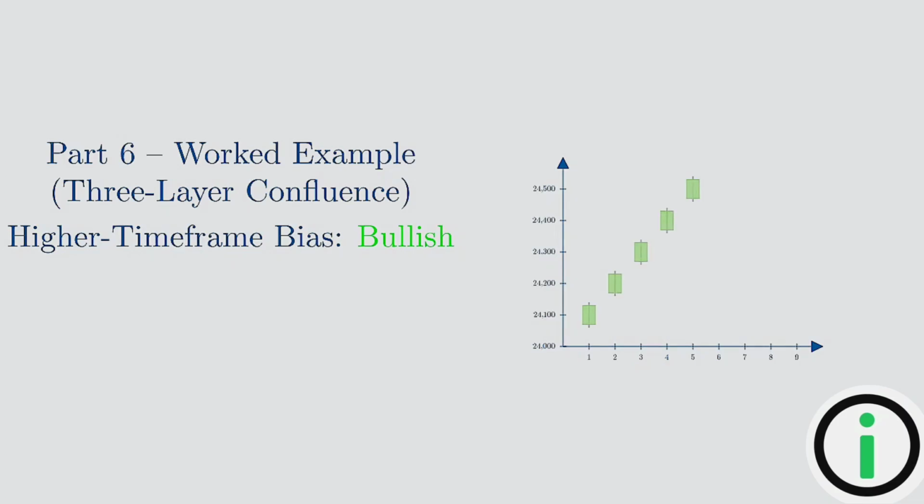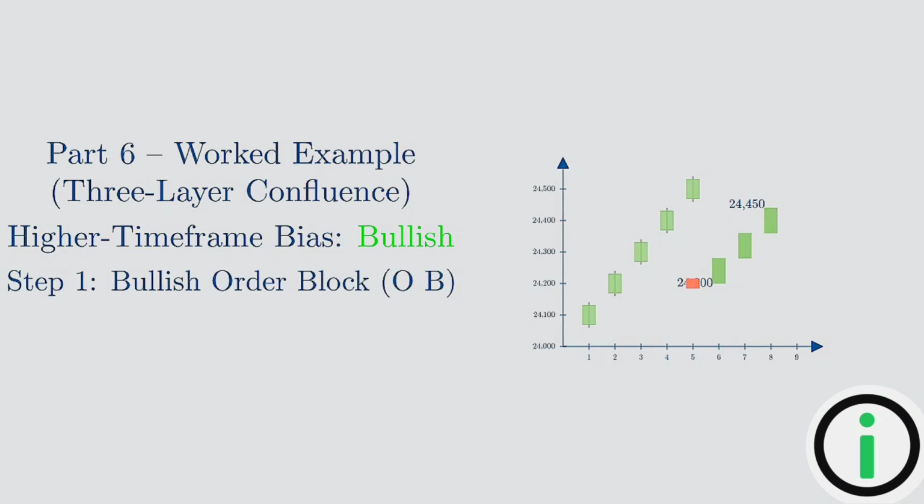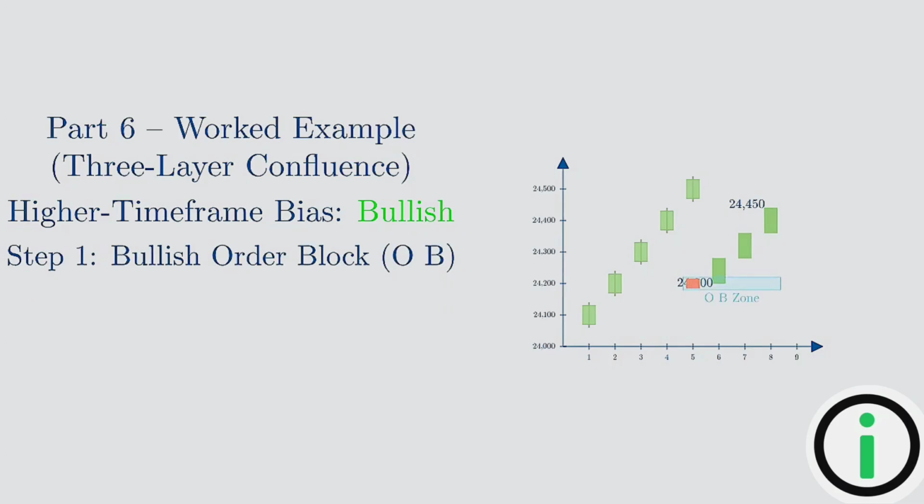On the 15-minute chart, we see Nifty rally sharply from 24,200 to 24,450 in a handful of large green candles. Walking back, we find the last red candle before that rally was at 24,190 to 24,210. This is our bullish order block. Within the first 3 candles of the move, candle 1's high was 24,220 and candle 3's low was 24,260. The gap between them is the fair value gap.